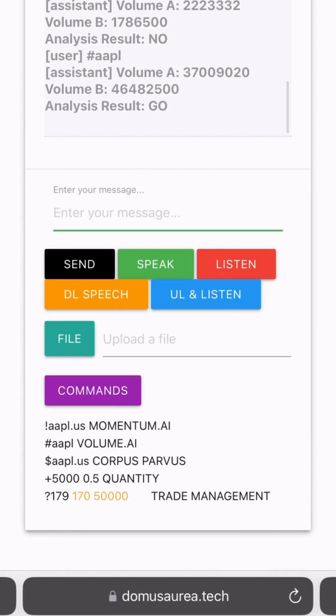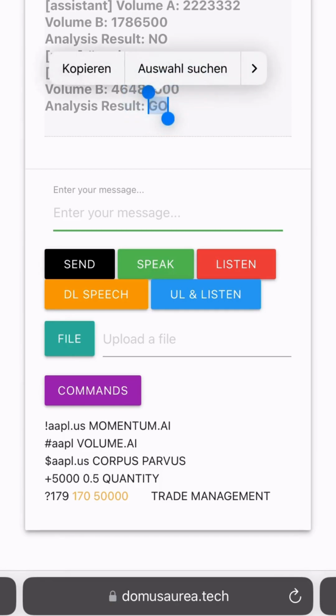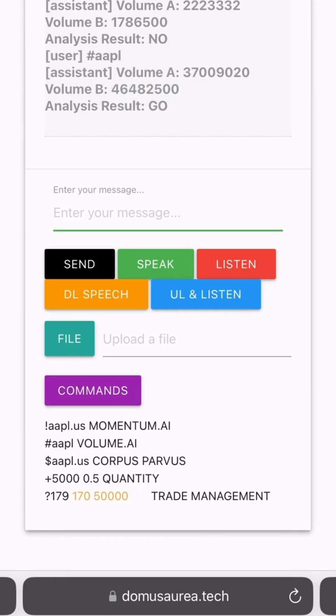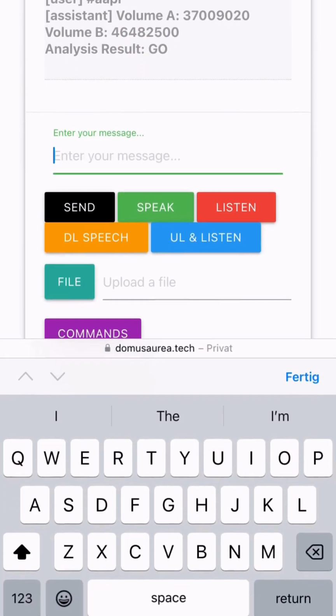5. Monitoring and review. Regularly monitor the price movement and reevaluate the trade based on new information or changing market conditions.